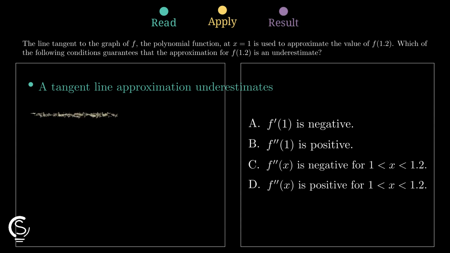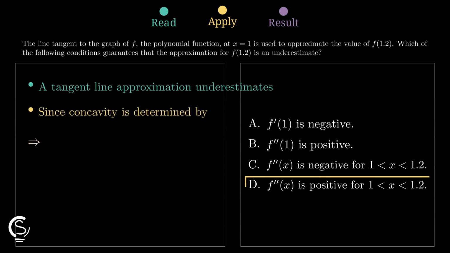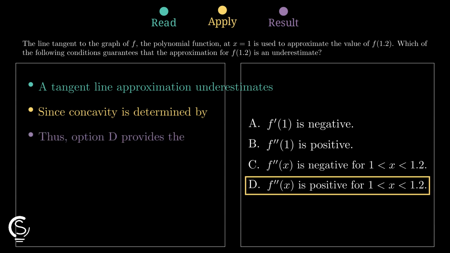Option D provides the necessary condition because it ensures the function remains concave up between 1 and 1.2. You nailed this calculus problem.